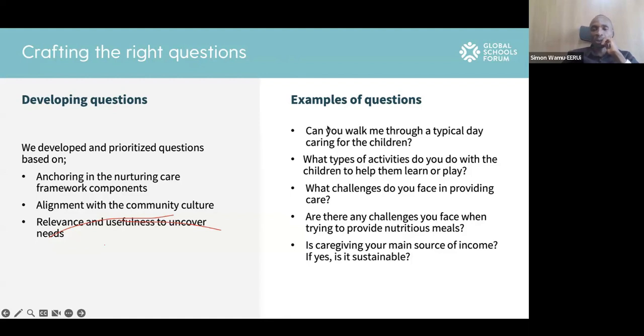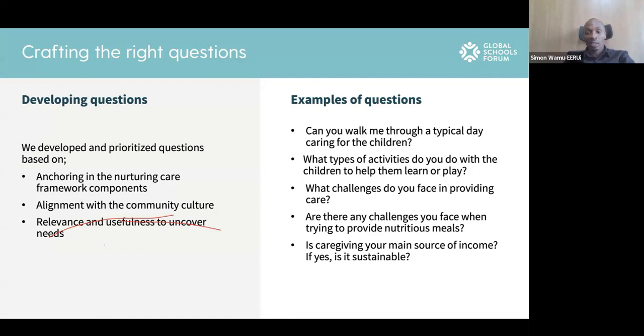Some examples of the questions we had included asking them to take us through how a typical day looked to them, so that with that explanation, it was easier for us to identify some of the gaps, some of the challenges, and other things that we had not even thought of.